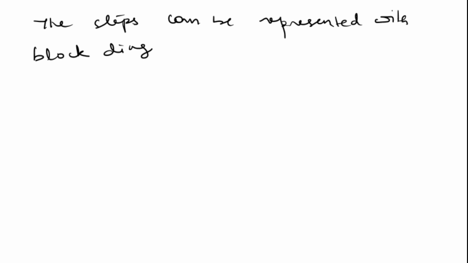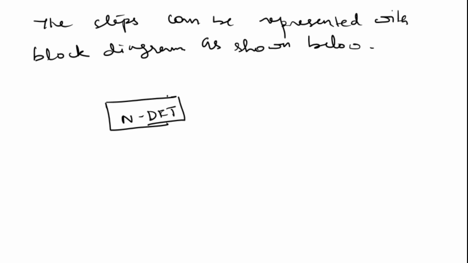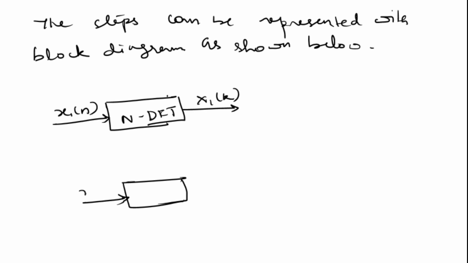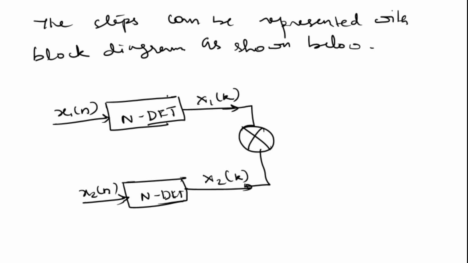The previous steps can be represented with a block diagram, as shown below. x1 of n is the sequence. We have to find the N point DFT. We get X1 of k. Similarly, we have the second sequence x2 of n. We have to find the N point DFT. We get X2 of k. Then we have to multiply both. We'll get X3 of k. We have to take the N point IDFT. We get x3 of n.